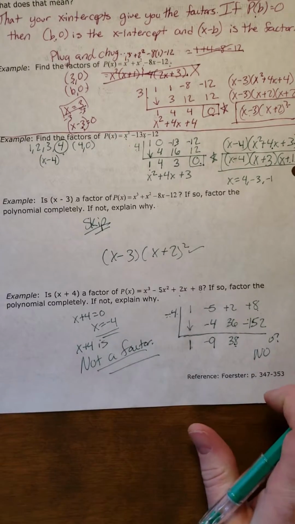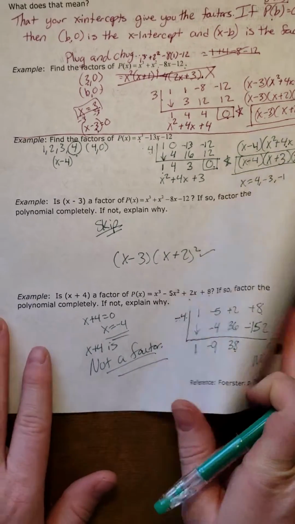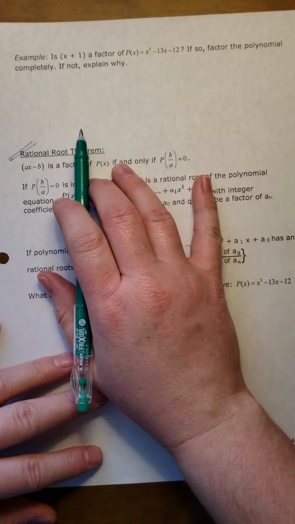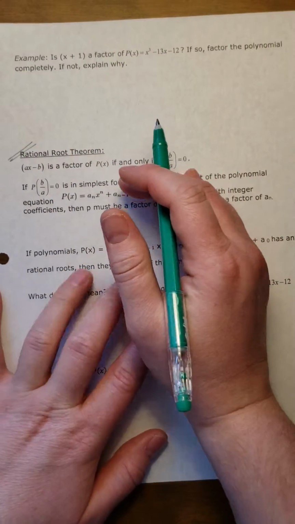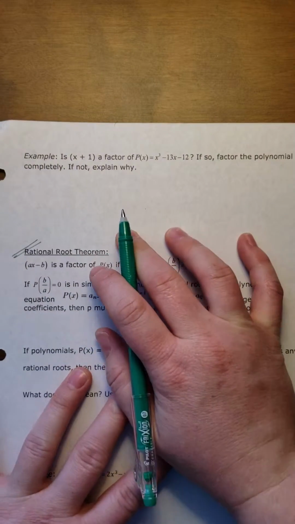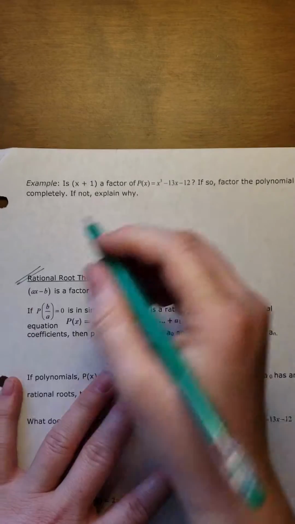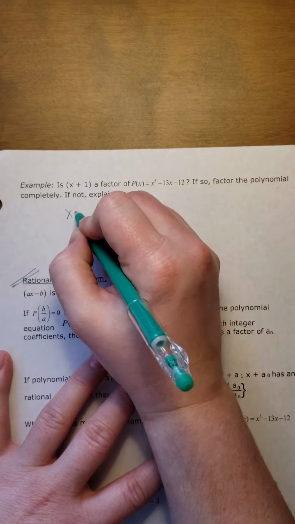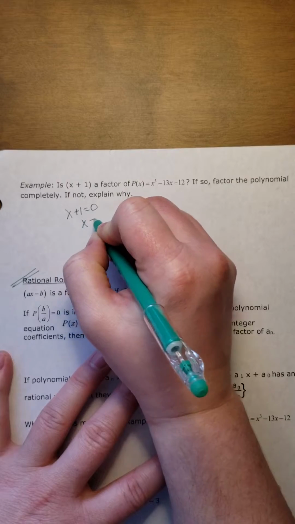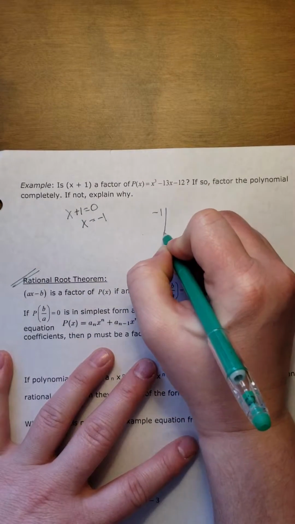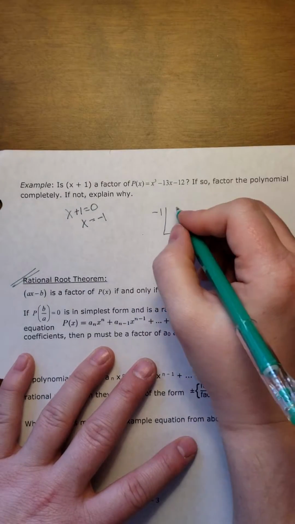Let's take a look at the last question, and I'm going to stop here because we'll touch on the rational root theorem on Monday or Tuesday. So let's take a look at the very last problem. We're just seeing whether or not this is a factor of that. The first step is to set it equal to 0 and solve for what the x-intercept would be. In this case it's -1, and we're going to synthetically divide to see if it's a factor.